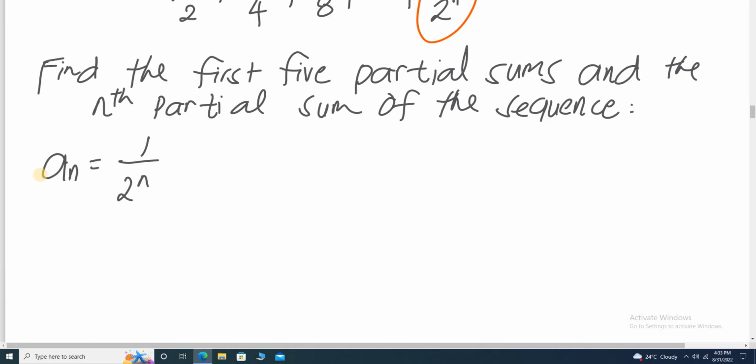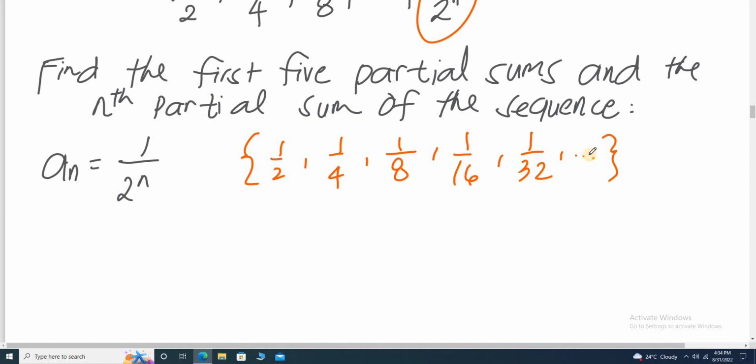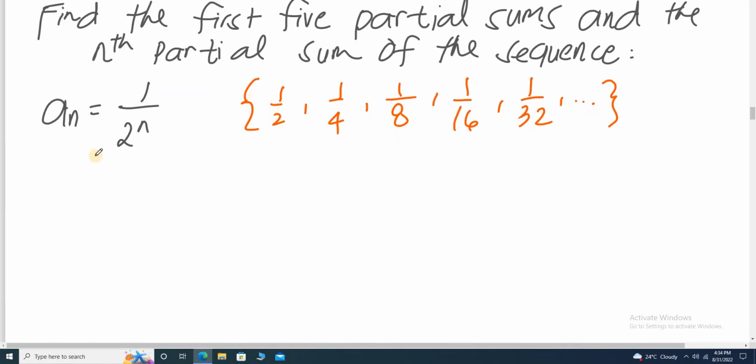So this is now the question. Find the first 5 partial sums and the nth term of the sum of the sequence of this paradox, 1/2 raised to n. So let me write the first 5 terms. If n is 1, that would be 1/2. If n is 2, that would be 1/4. If n is 3, that would be 1/8. If n is 4, 1/16. If n is 5, that would be 1/32, and so on. That's my sequence.